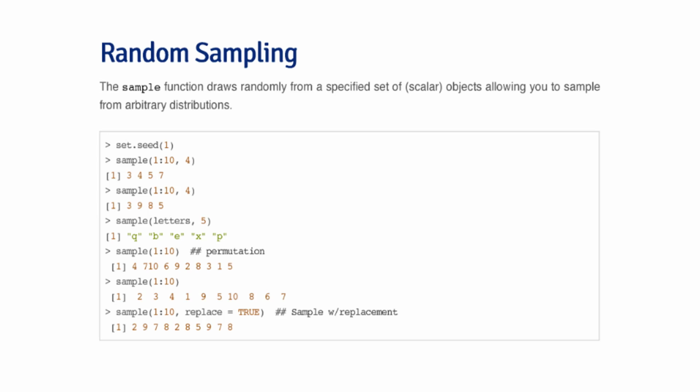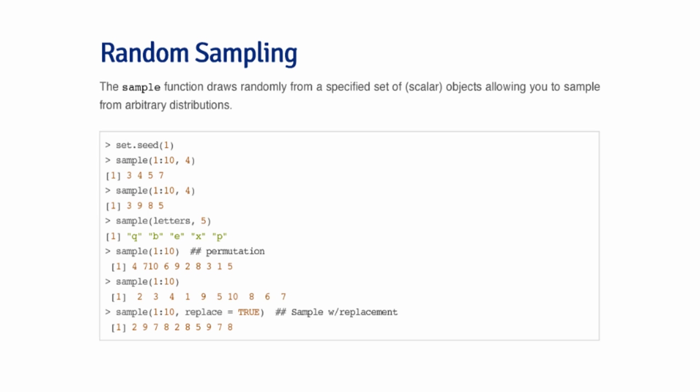Now what happens if I don't specify anything? I just give it the vector of objects. So here I'm passing sample the vector 1 through 10, and if I don't specify anything else, what it does is it gives me a permutation of those. So here the vector 1 through 10 is just permuted in a random order. If I call it again, I get yet another permutation.